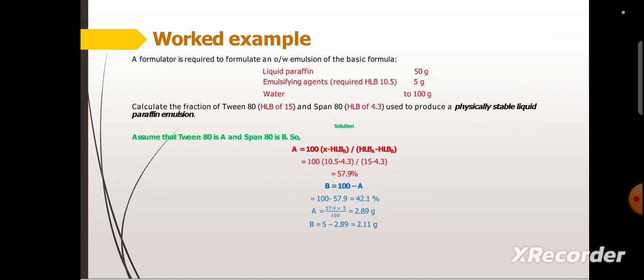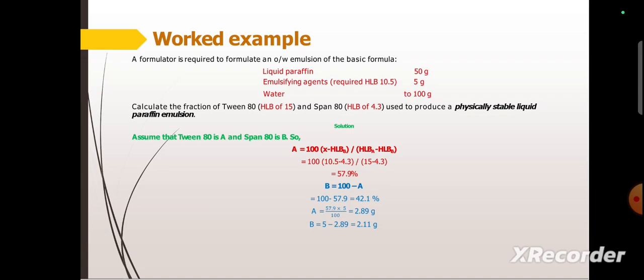Now some worked examples, which you should solve. One: a formulator is required to formulate an oil-in-water emulsion of the basic formula where liquid paraffin is 50 grams, emulsifying agent is 5 grams with an HLB value of 10.5, and water is up to 100 grams. Calculate the fraction of Tween 80 and Span 80, with HLB values of 15 and 4.3 respectively, used to produce a physically stable liquid. So how to solve it?